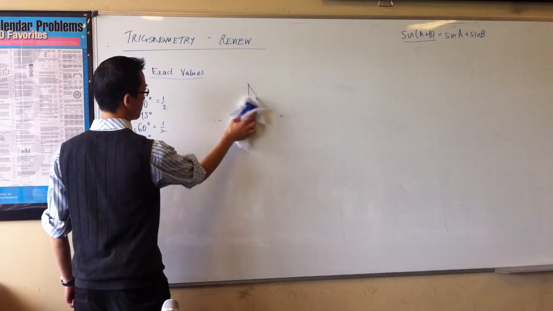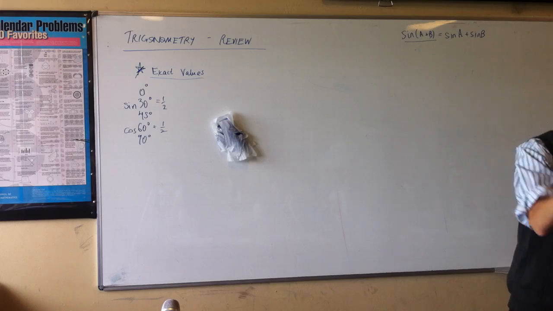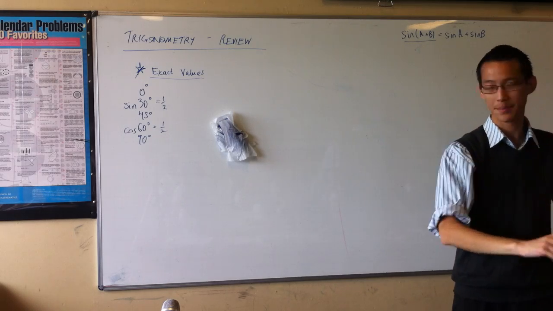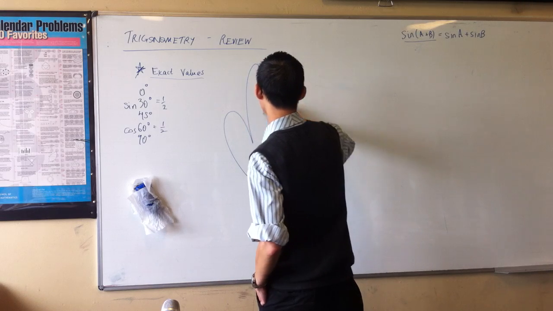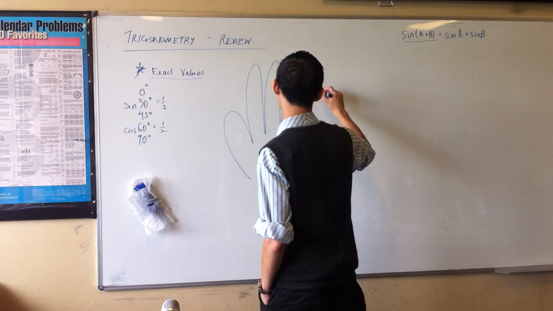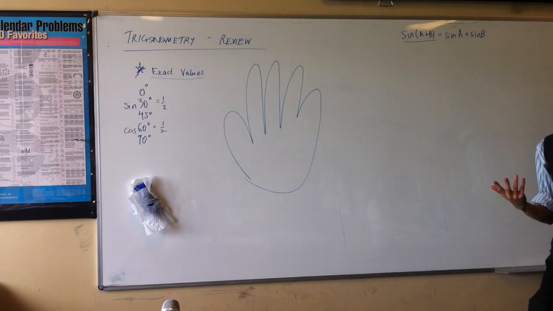So, I want you to take your hand and put it down on your page, and then draw an outline around it. So it should look like this. Don't my fingers look that fat to you? That looks pretty realistic to me.